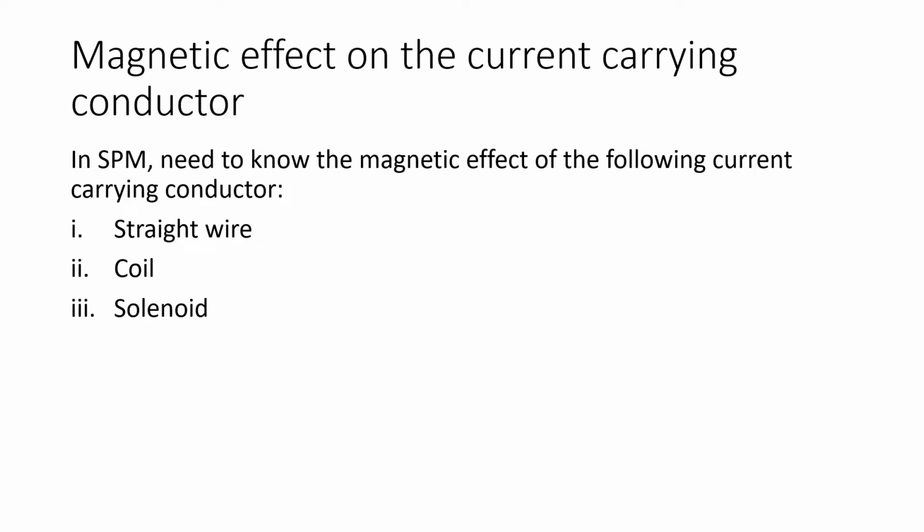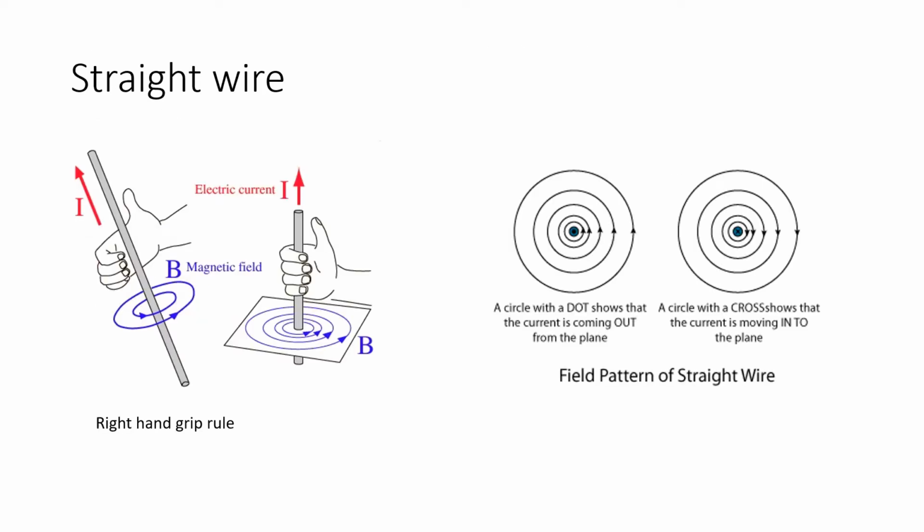In SPM we need to know the magnetic effect of the following current carrying conductors: straight wire, coil and solenoid. These are the syllabus of the SPM physics topic. So these three aspects are important and will be asked in SPM questions. First one, straight wire.